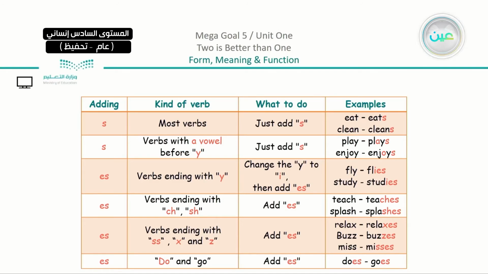But if you have a consonant, like we have here, fly or study, you can see that there is the L and there is the Y. In this case, you have to change it into an I and then add ES. Also, if the verb ends with a CH, an SH, an X, a double S or a Z, you are also just going to add ES. And of course, we have here two verbs which are do and go. We add ES to them. So just to remind you that there are spelling rules that you have to apply, and just to refresh your memory.